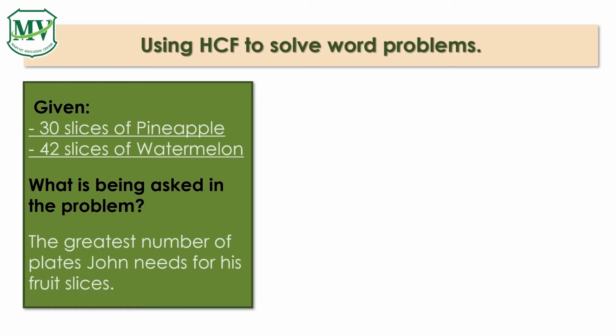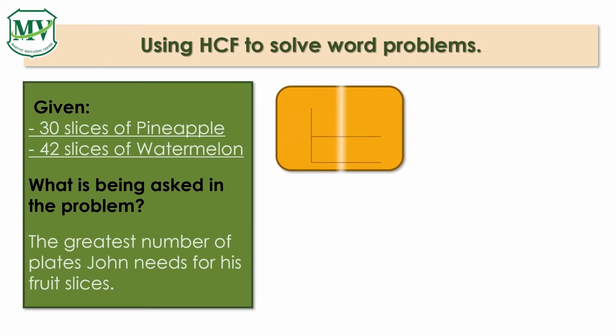For us to find the greatest number of plates he needs, let's perform the short repeated division in getting the HCF of the problem. The given numbers again are 30 and 42. We need to find a common prime factor that can be divided to both numbers. Let's start with the smallest number, 2. Can we divide 2 to 30 and 42? That's right! 30 divided by 2 is 15, and 42 divided by 2 is 21.